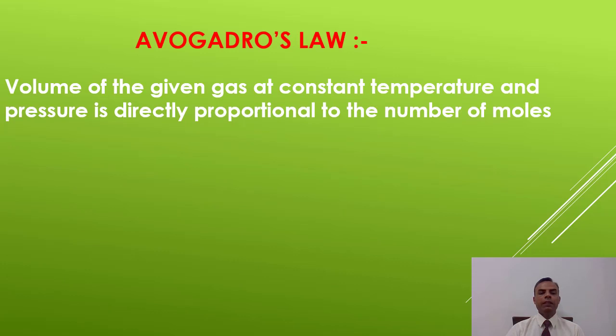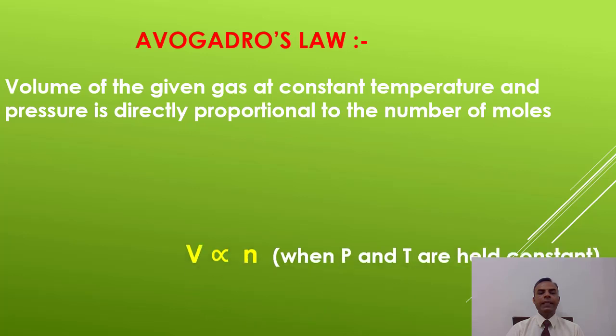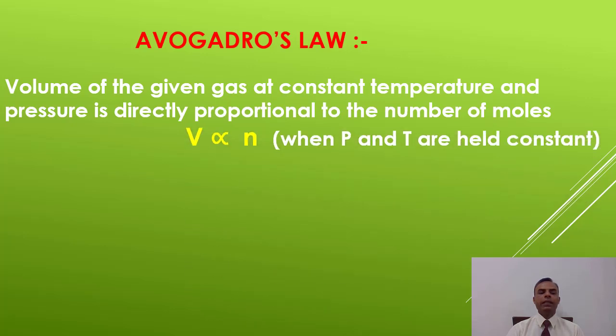The volume of a given mass of a gas at constant temperature and pressure is directly proportional to the number of moles. Mathematically, it can be written as: volume is directly proportional to the number of moles of the gas when pressure and temperature are held constant.